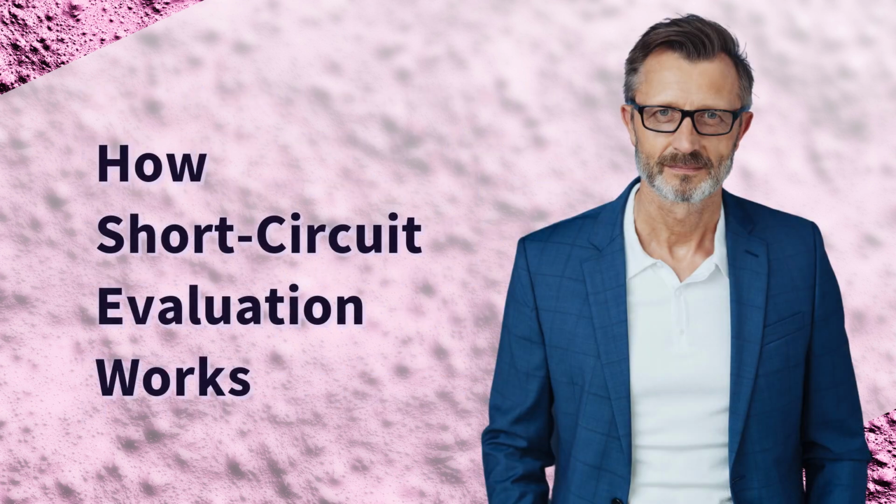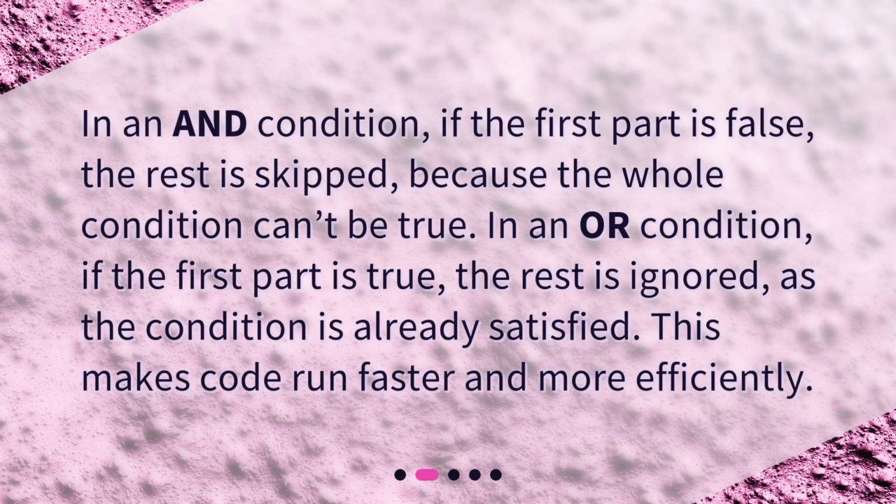How short-circuit evaluation works? In an and condition, if the first part is false, the rest is skipped, because the whole condition can't be true. In an or condition, if the first part is true, the rest is ignored, as the condition is already satisfied. This makes code run faster and more efficiently.